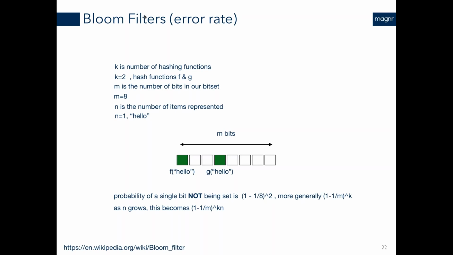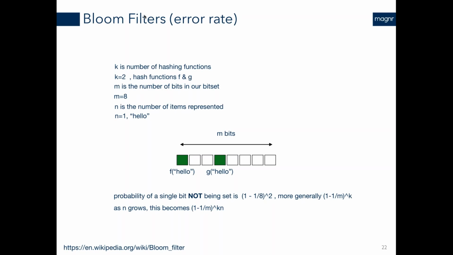But because we're using 2 hashing functions, the probability of any bit being 0 is 7/8 to the power of 2. And we can more generally mark this out as (1 - 1/m)^k, where k is the number of hashing functions. And as we grow n from 1 to the number of entry items we want to put in, it becomes (1 - 1/m)^(kn). Now bear in mind, that's the probability of a single bit not being set, not necessarily the false positives rate.